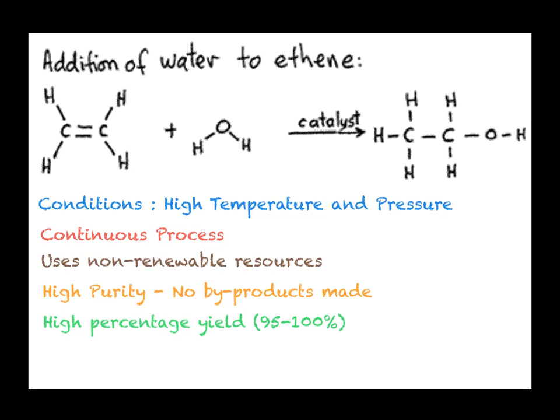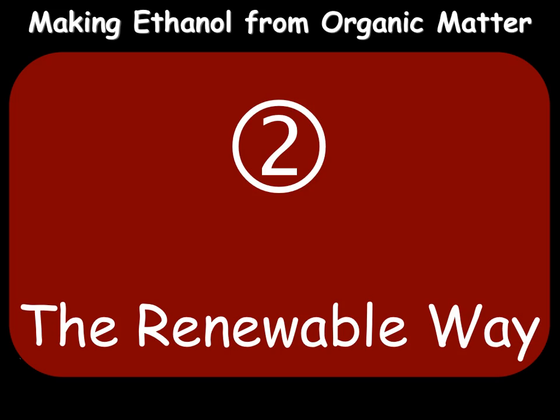We also have 100% atom economy, which means that all the atoms in the reactants have been converted into the desired product. Our second method of making ethanol is from organic matter. This is the renewable way.